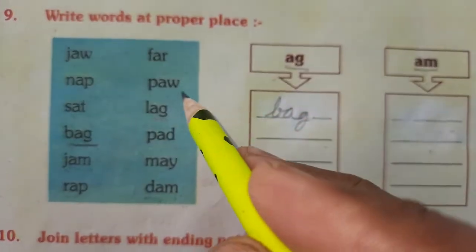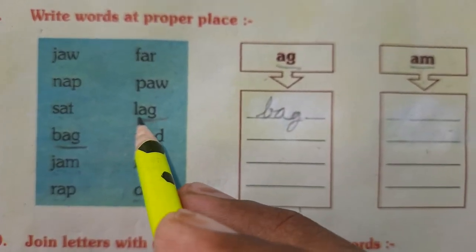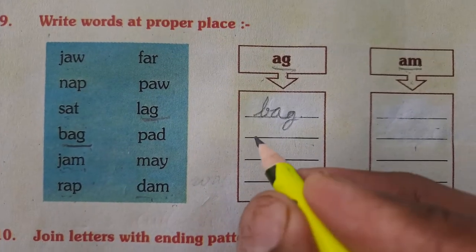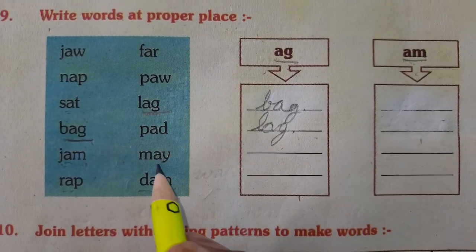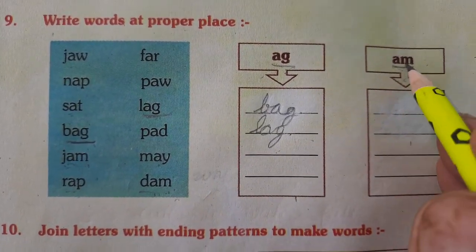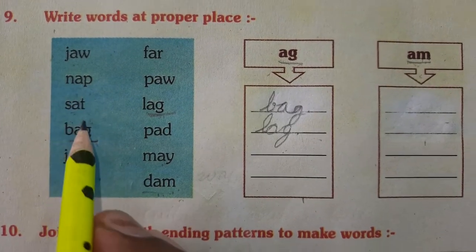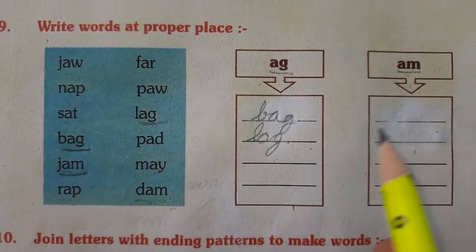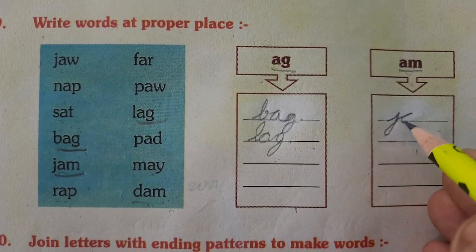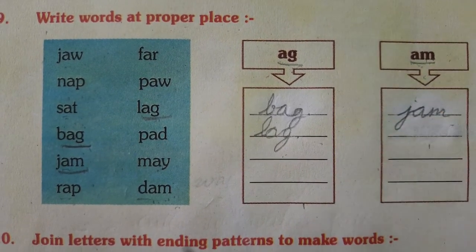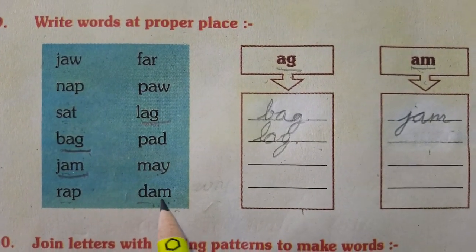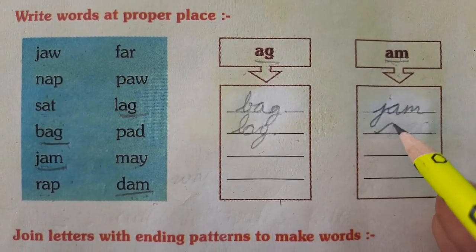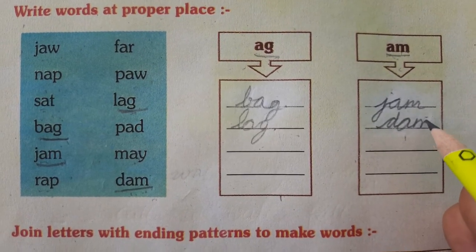Lag, lag. So we can also write lag under this ag. So pad, may, dam. Let's start looking for am: pen, set, jam. Jam is the right choice. So let's look for another word. Pod, pad, may, dam. Dam, ending with the same rhyming key, we have written here.